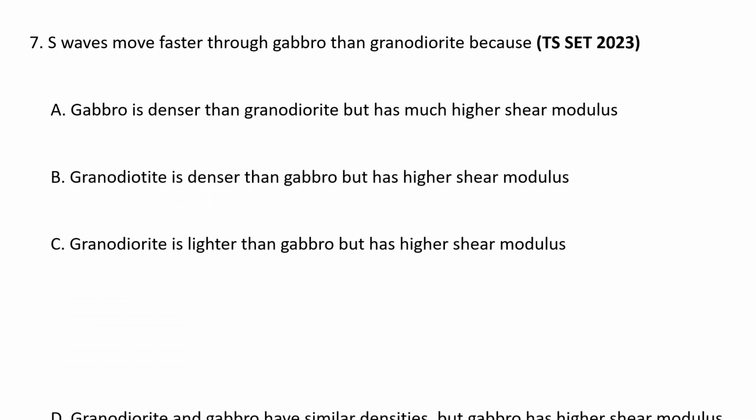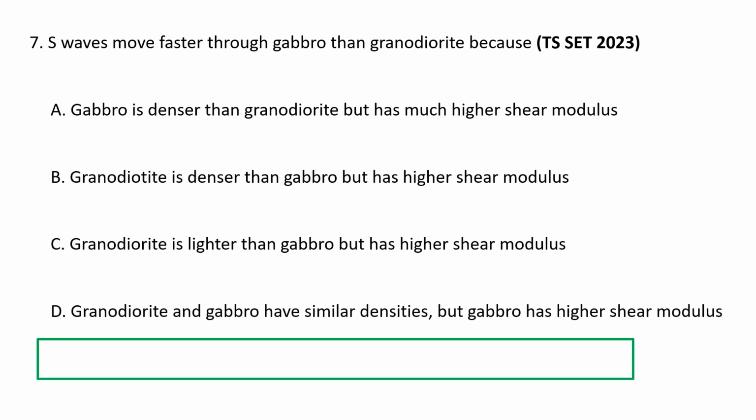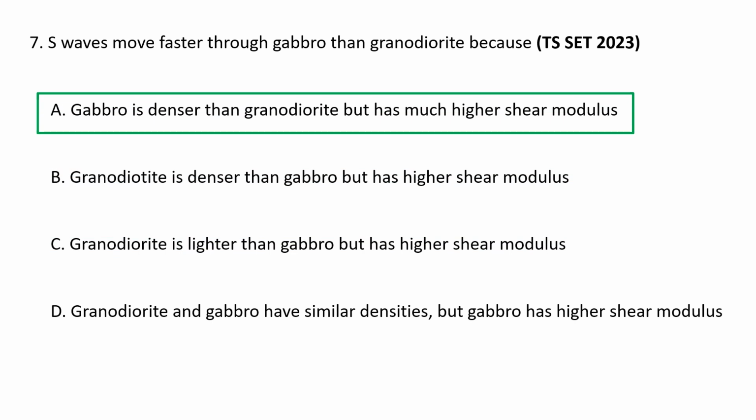B. Granodiorite is denser than gabbro but has higher shear modulus. C. Granodiorite is lighter than gabbro but has higher shear modulus. And D. Granodiorite and gabbro have similar densities but gabbro has higher shear modulus.